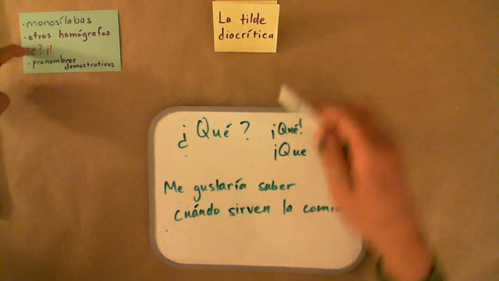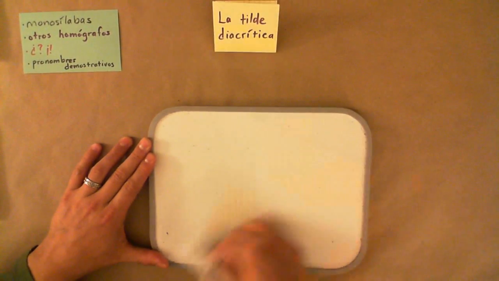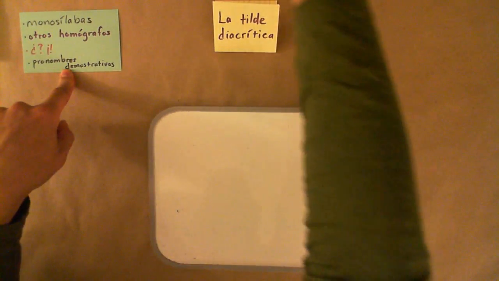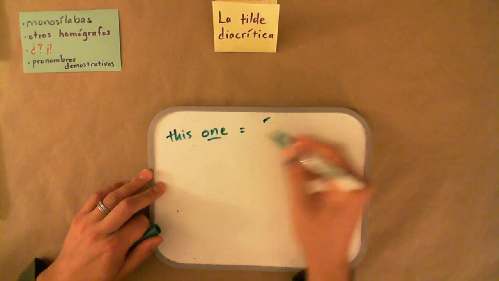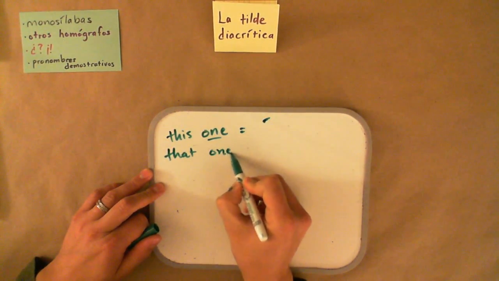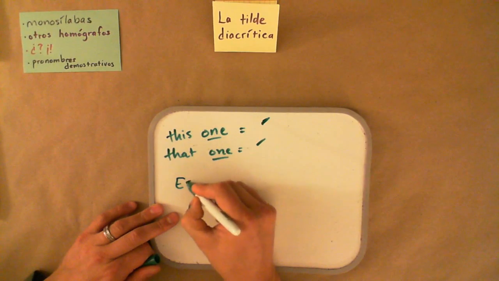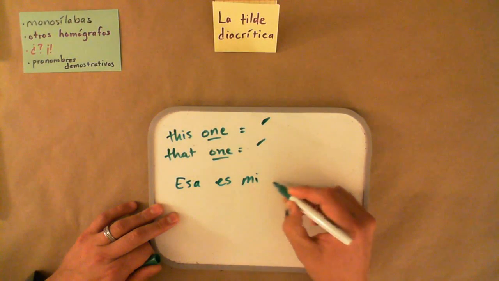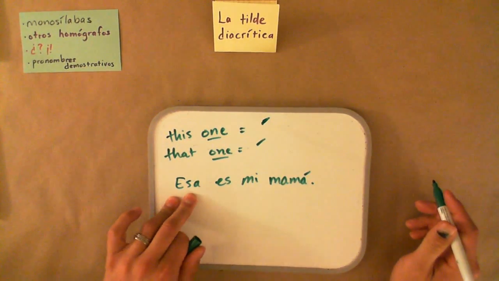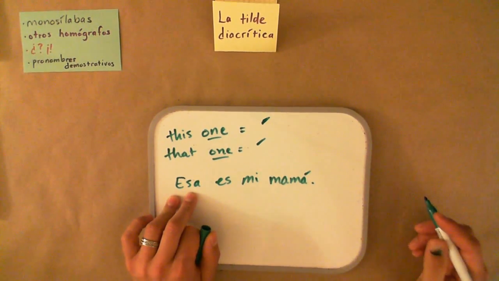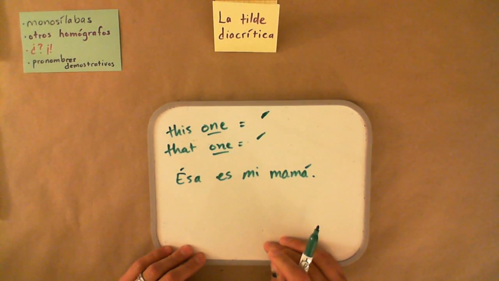Okay? That takes care of this. Last thing, we're almost done. Aren't you excited? Yay! It's pronombres demostrativos. Basically, if the word means this one, you'll put an accent on it, or that one, you'll put an accent on it. An example. Esa es mi mamá. Does that mean that? Actually, that's a little bit confusing, but esa es mi mamá means that one is my mother.